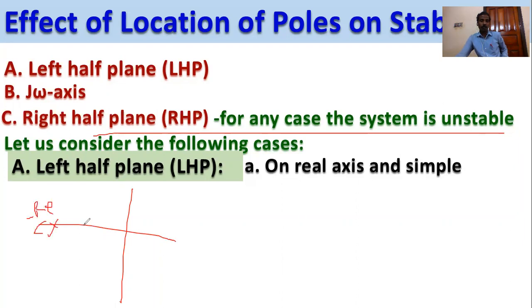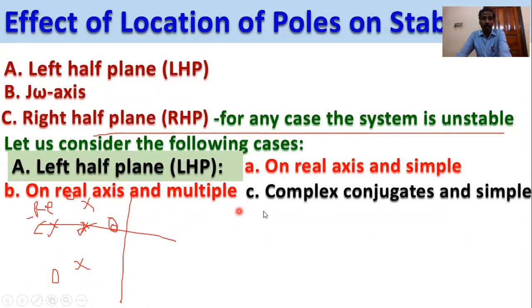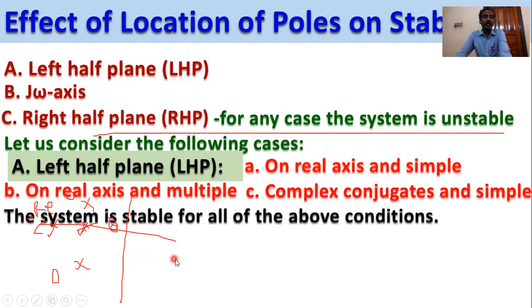If the poles are on the left hand side, of this type or complex conjugate, and the zeros are on the left hand side or complex conjugate, then the system will be stable. Again, if there are repeated poles or zeros, then the system is also stable. If the left hand side poles and zeros are on the real axis and multiple, complex conjugate and simple, then the system is stable for all the above conditions. That means on the real axis and simple, the system is stable; on the real axis and multiple, the system is stable; complex conjugates and simple, the system is also stable.